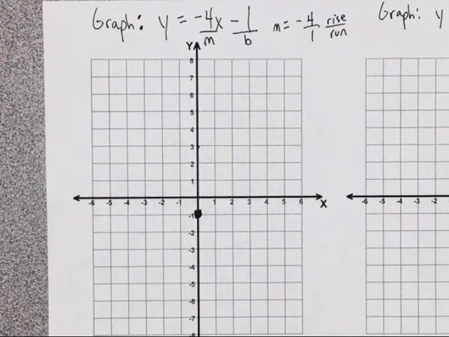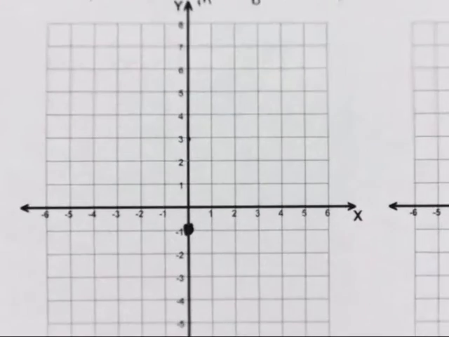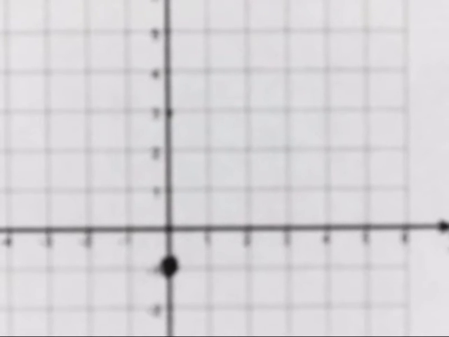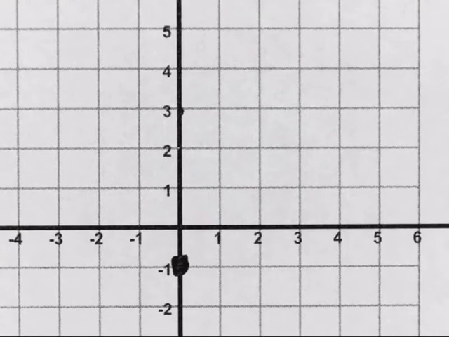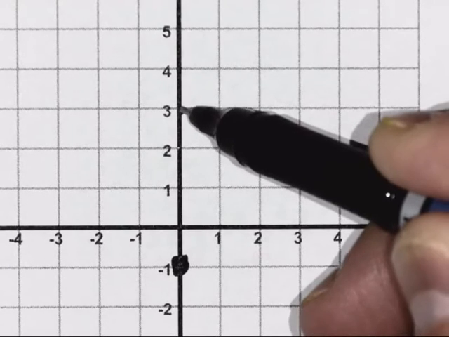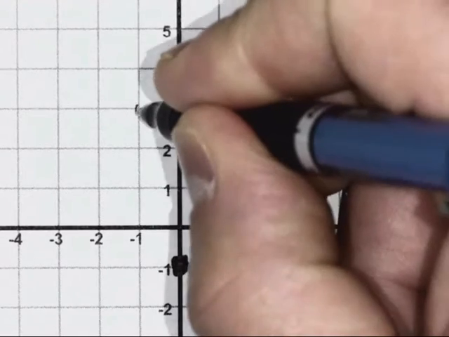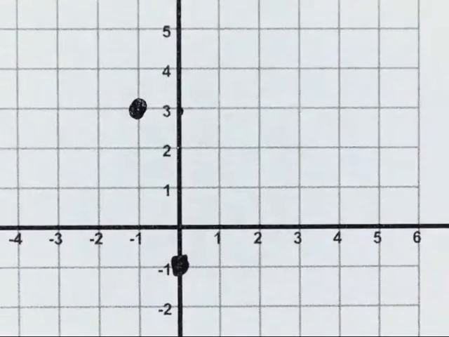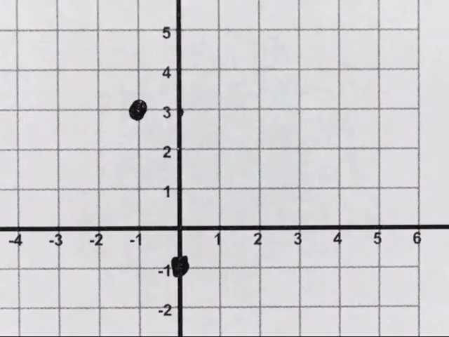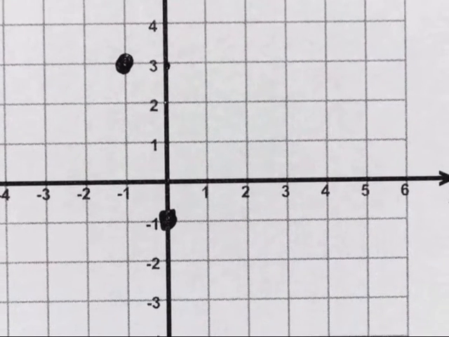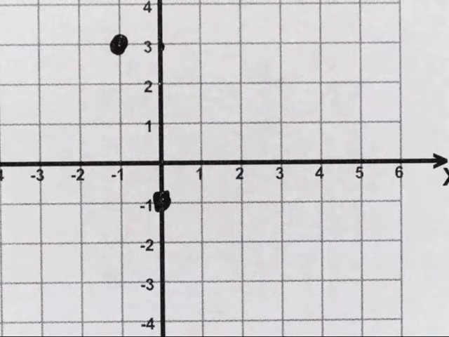So let me zoom in a little bit here. Okay, so I went up 4. And then I'm going to go left 1. I'm going to run towards those negative numbers since I have negative slope, and that gives me another point on the line. So that's one way I could find the next point.